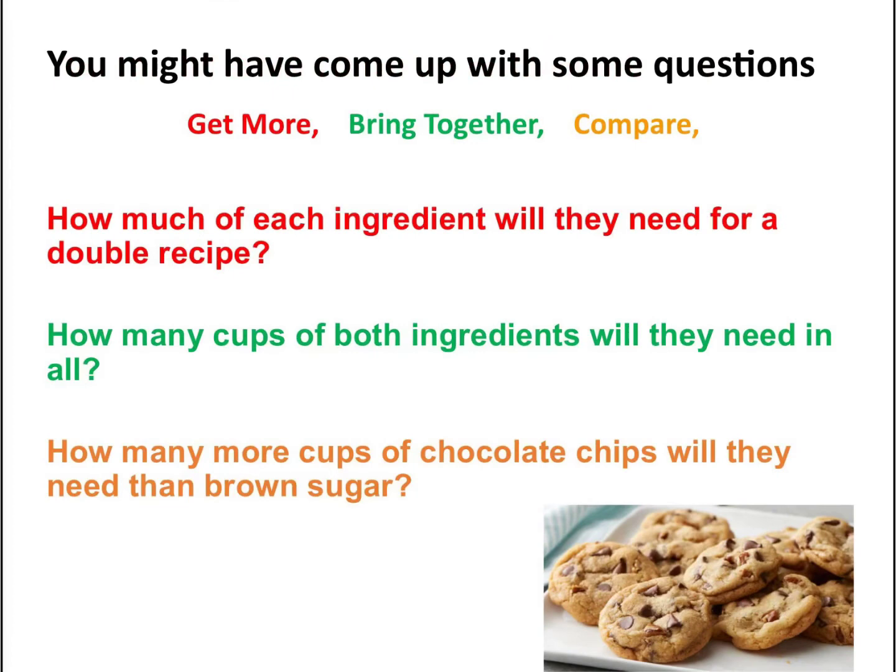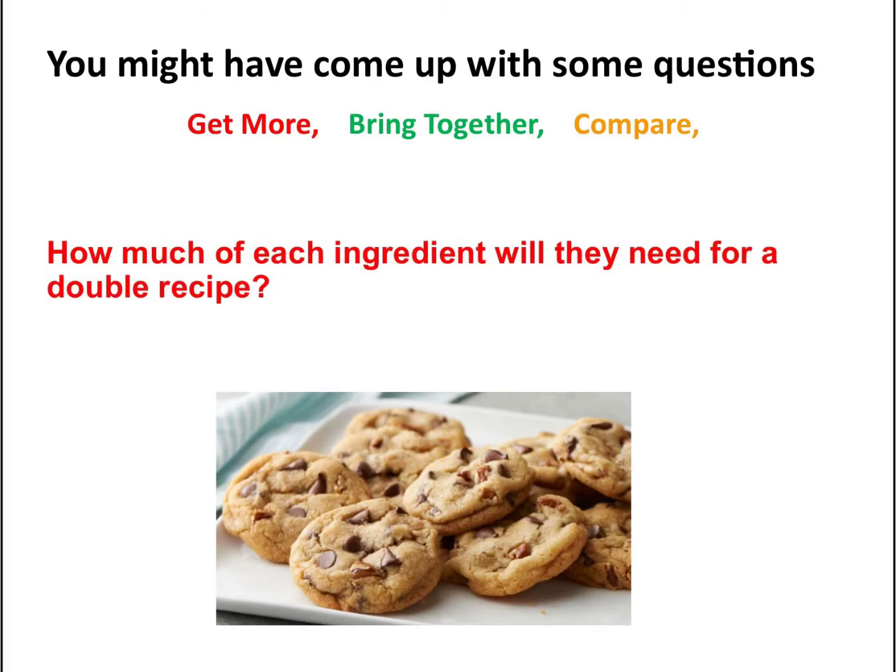Here's some questions you might have asked. How much of each ingredient will they need for a double recipe? You could have asked, how many cups of both ingredients will they need in all? You might have asked, how many more cups of chocolate chips will they need than brown sugar? There might have even been questions that you came up with that I didn't think of. We're going to focus on this question in our story. How much of each ingredient will they need for a double recipe?